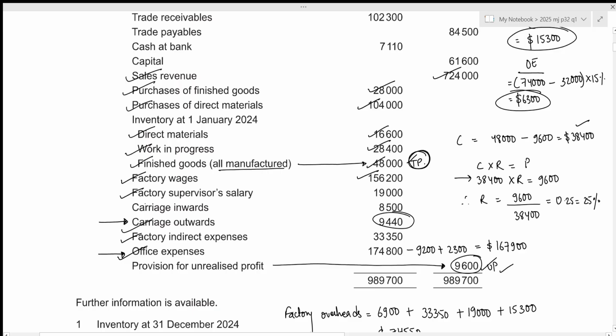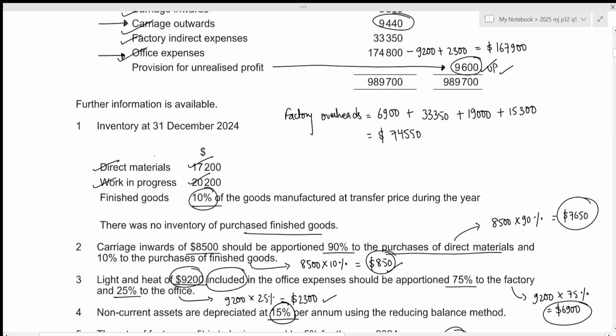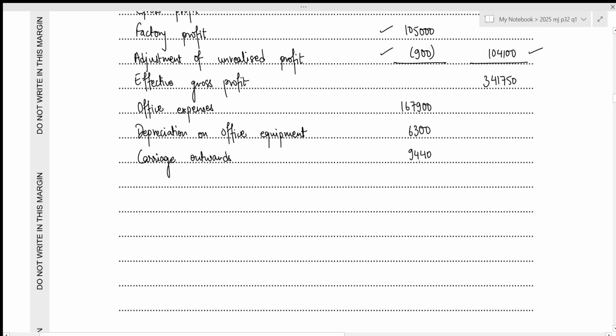Then we've included the carriage inwards as well. Okay. Then all of these are assets and liabilities which will not be shown within our statement of profit or loss. So that should be all. Let's calculate the total expenses. 167,900 plus 6,300 plus 9,440, which results in the value of 183,640.